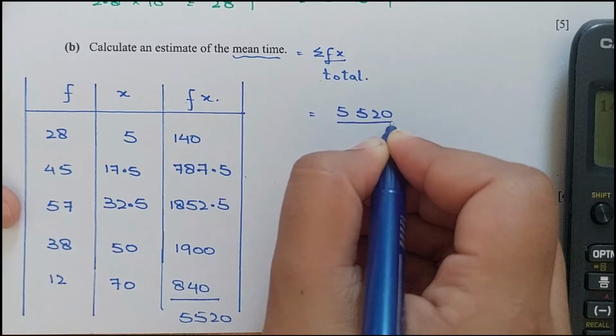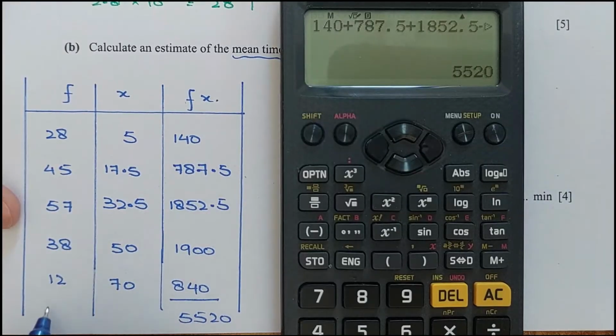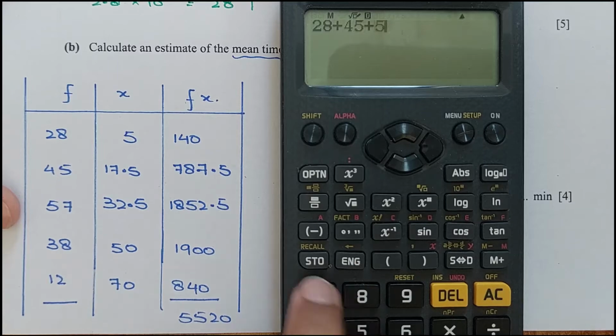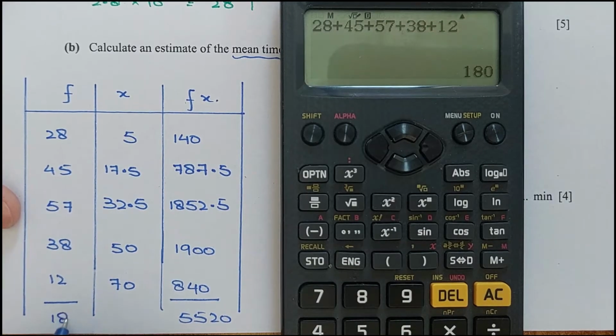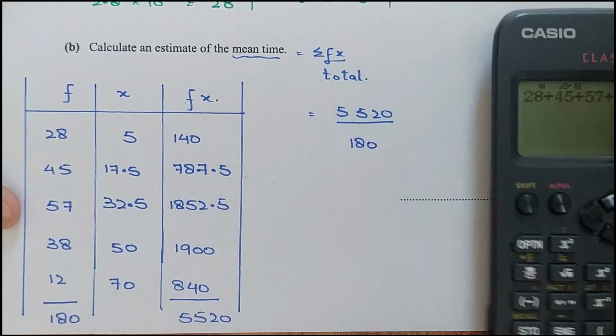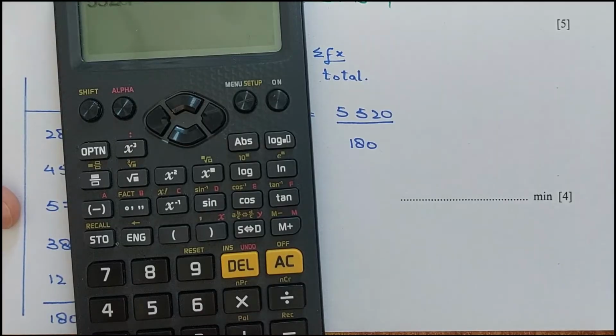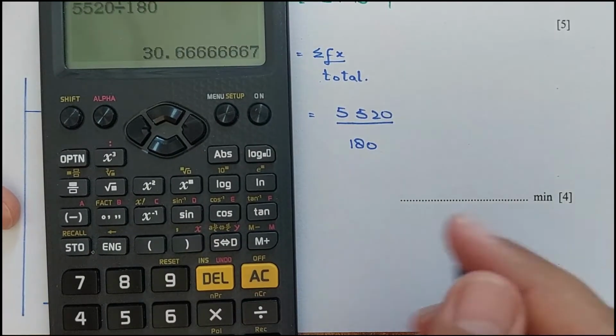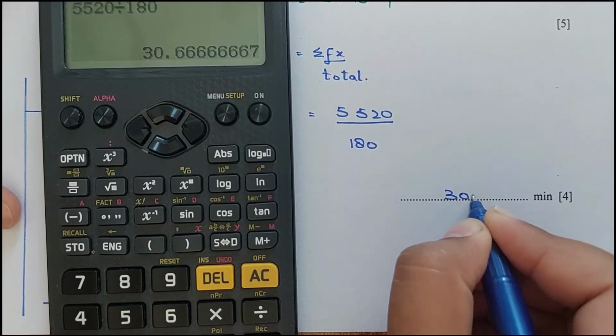And the total is the sum of frequencies. Let me find the sum of frequencies: 28, 45, 57, 38 and 12. This is 180. So 5520 divided by 180 would be the mean: 30.6667, so 30.7 minutes.